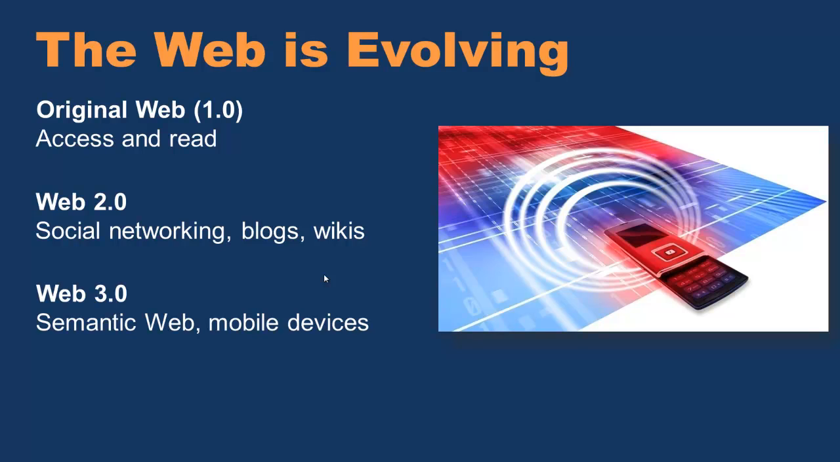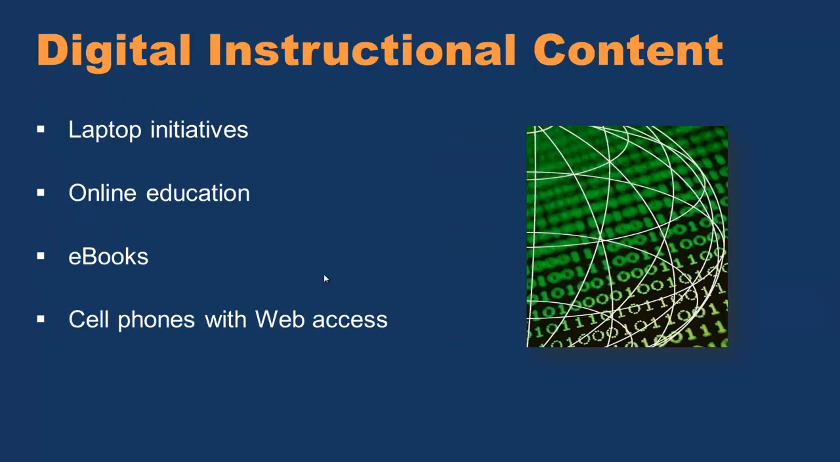But in the last couple of years, people are talking about Web 3.0. Web 3.0 isn't clearly defined. Some people refer to it as the semantic web, which is an intelligent web. You can also find stuff about mobile devices, which enables people to get to the web in an entirely new way than ever before.